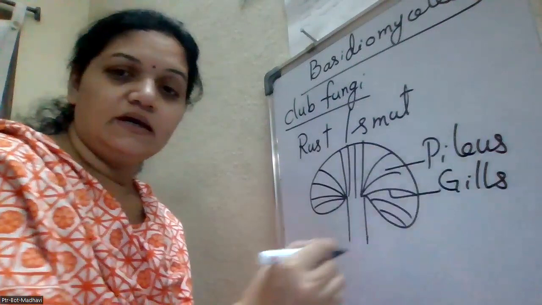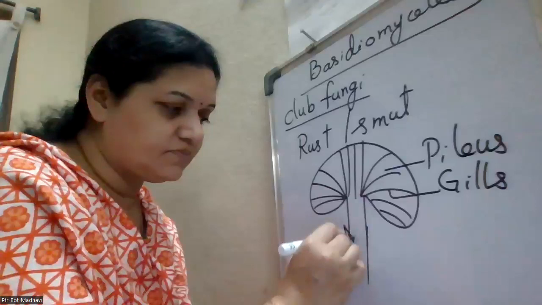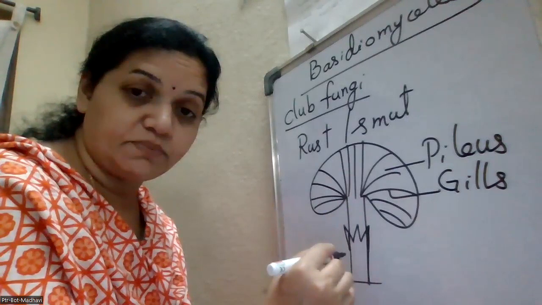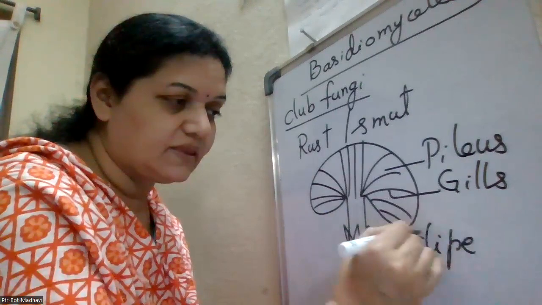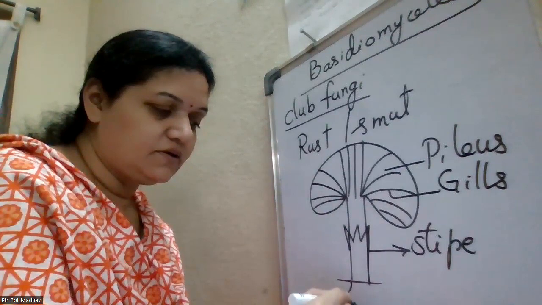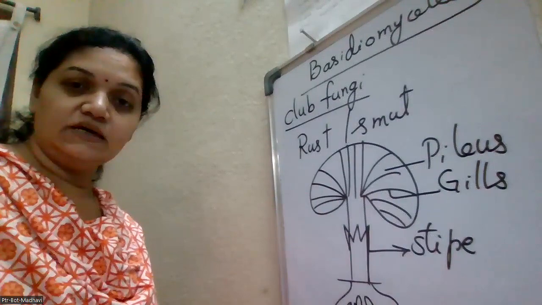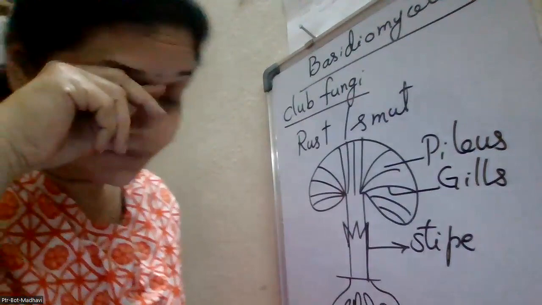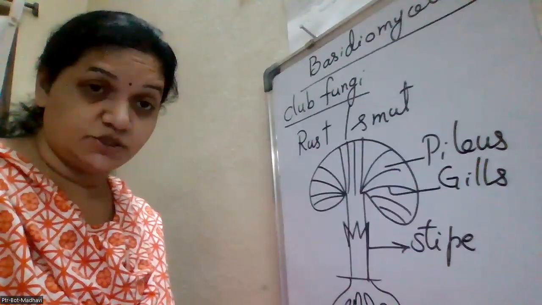And this stem-like structure, which bears the protective cap on it up to three-fourths of the mushroom, is called the stipe. It has rhizoids at the bottom. That is the mushroom. In this, reproduction occurs mostly by vegetative reproduction and sexual reproduction.